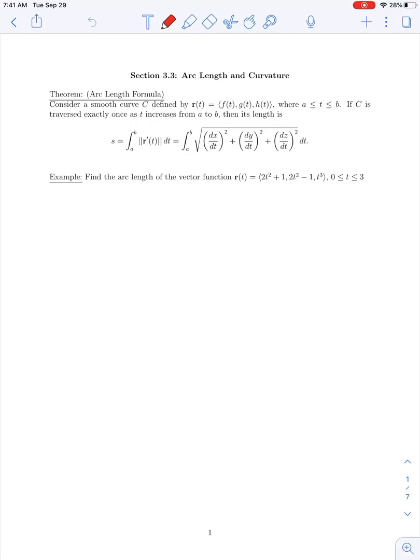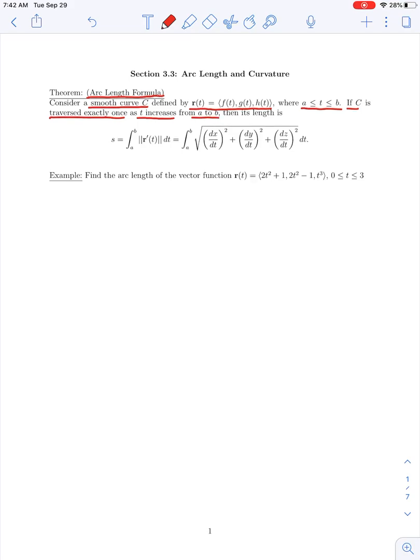So we've got the following theorem, which we would call the arc length formula for space curves, which says the following. If we have a smooth curve C, defined by the vector function r of t, whose components are f, g, and h of t, where t is between a and b, then as long as this space curve C is traversed exactly once as t increases from a to b, so this restriction we're making is that this space curve doesn't double back over itself and trace out the same part more than once.